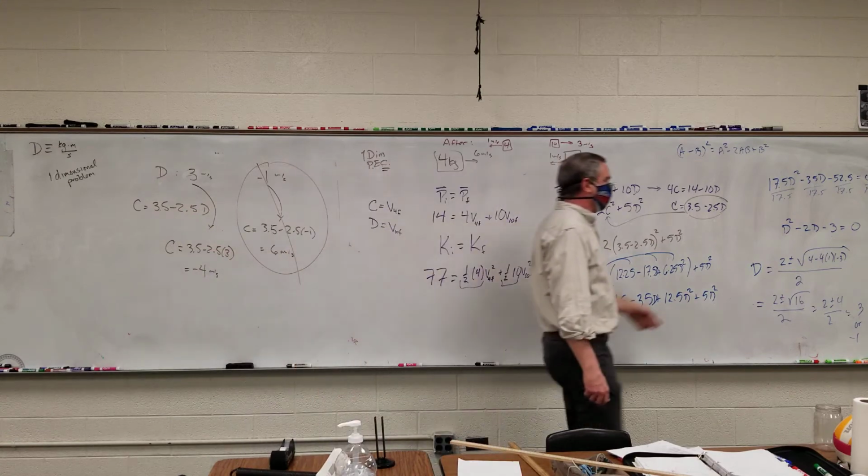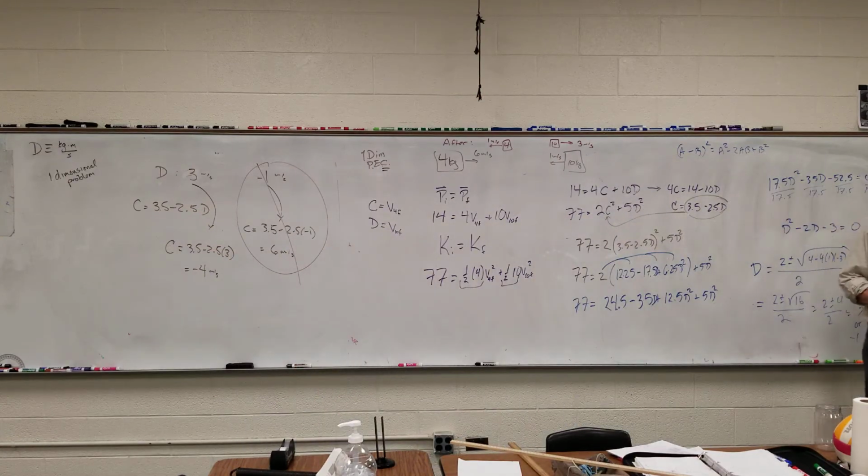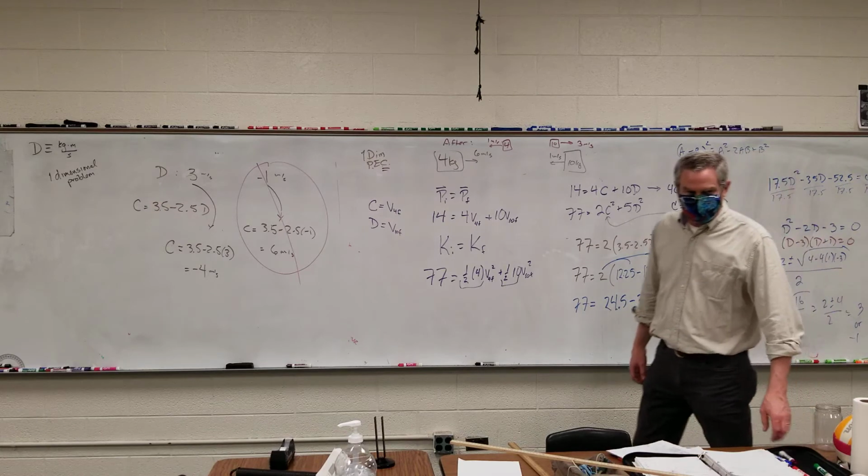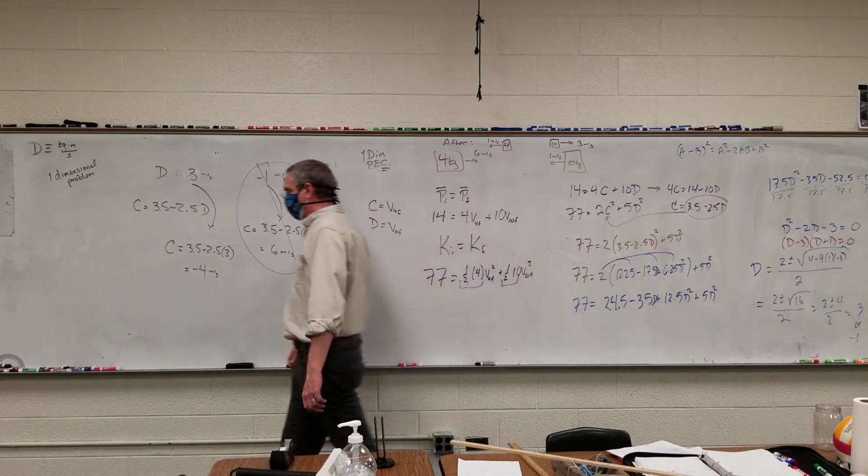And by the way, this particular answer could also have been factored. This would be d minus 3 times d plus 1 equals 0. And so if that product is equal to 0, that means d minus 3 equals 0, or d plus 1 equals 0, and that works if d equals 3, or if d equals negative 1. Usually it doesn't factor out that nicely, but this particular problem, I picked these numbers so that things would work out well.